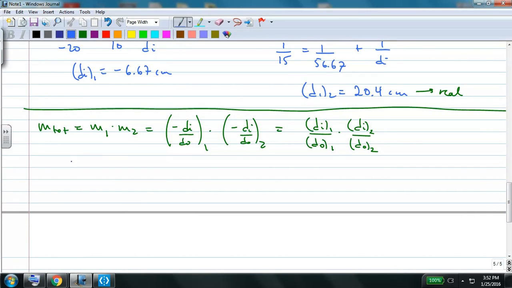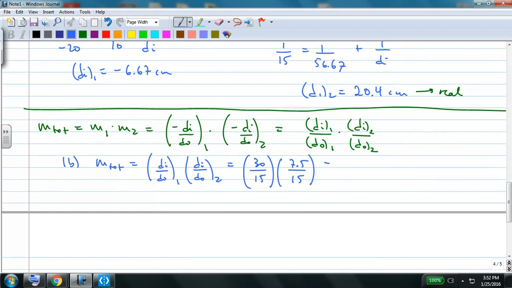So let's go back. We're going to do this a little bit funny. We're going to do 1B, and then we'll do 2B. All right, because that's what those are asking, is to find the total magnification, which is the same thing as the overall magnification. So for number 1, go back to your data for number 1, M total was, again, DI over DO of lens 1 times DI over DO of lens 2. So I got 30 over 15 times 7.5 over 15, and that ends up being 1. That is not always going to be the case.